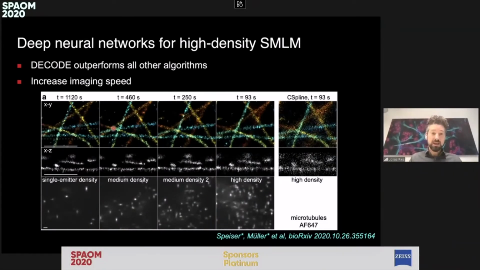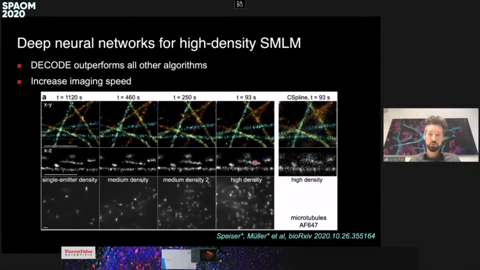And if you now look at the images, the image quality, especially here in the side view, you see that, yes, we lose a little bit of resolution, but the quality is still quite acceptable here in the last case. We then compared it to really one of the best multi-emitter fitting algorithms. It's the C-spline algorithm of Hayes-Babcock, which I must say performs exceptionally well usually, but under these very high density conditions, it does not anymore. So this is out of the range for standard likelihood-based multi-emitter fitting algorithms.